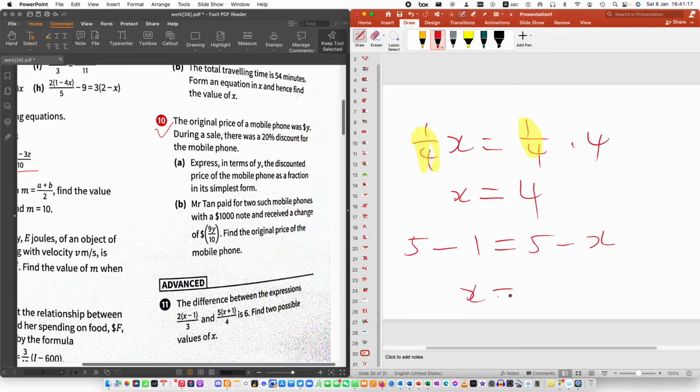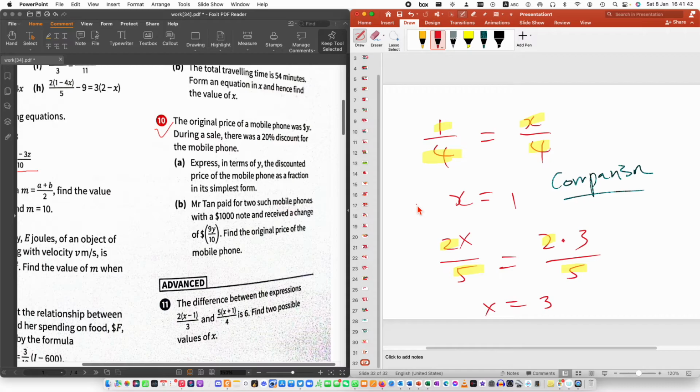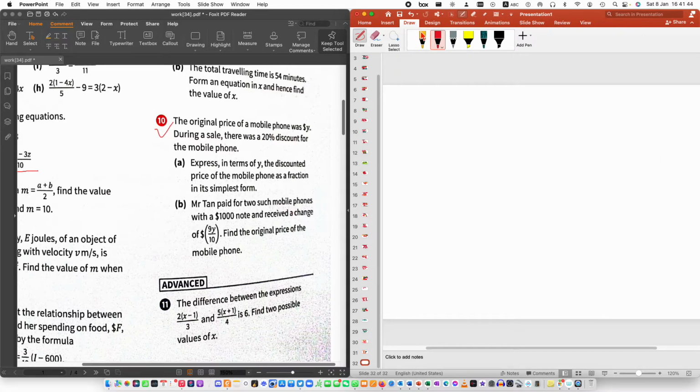What's x? 1. By the way, not all questions can use comparison unless they are in similar format. Understand me? Right. Good. Okay. Last question. By the way, this question I think is quite simple.